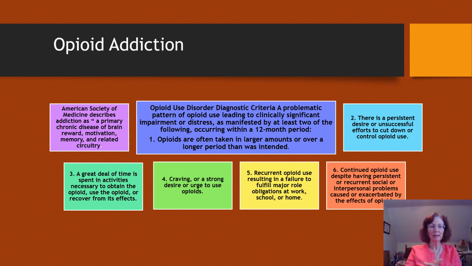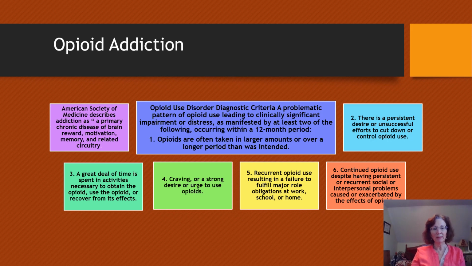Opioid addiction. The American Society of Addiction Medicine describes addiction as a primary chronic disease of brain reward, motivation, memory, and related circuitry. Opioid use disorder criteria is a problematic pattern of opioid use leading to clinically significant impairment or distress as manifested by at least two of the following criteria in a 12-month period. Opiates are taken in larger amounts over a longer period than was intended. There is a persistent desire or unsuccessful efforts to cut down or control opioid use.